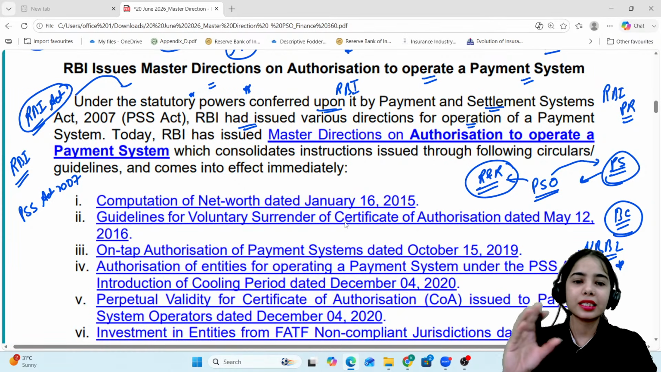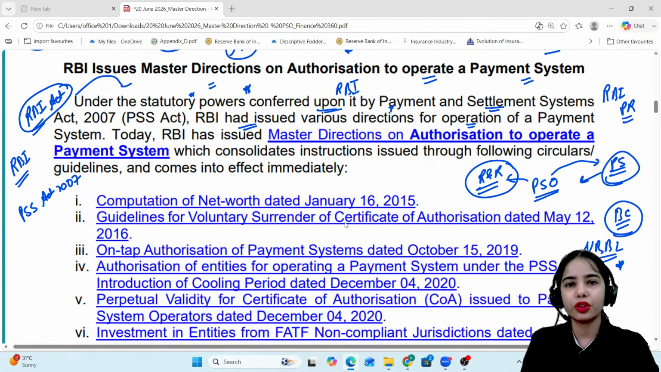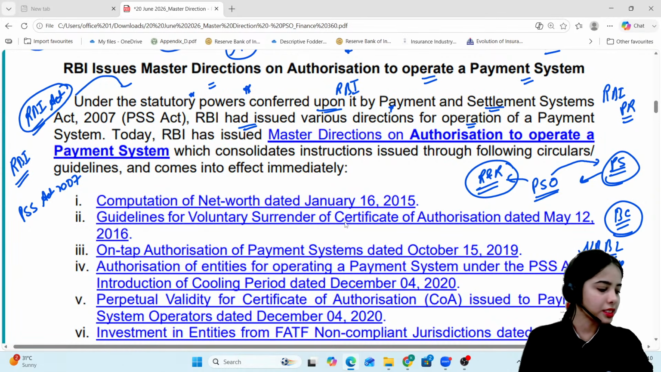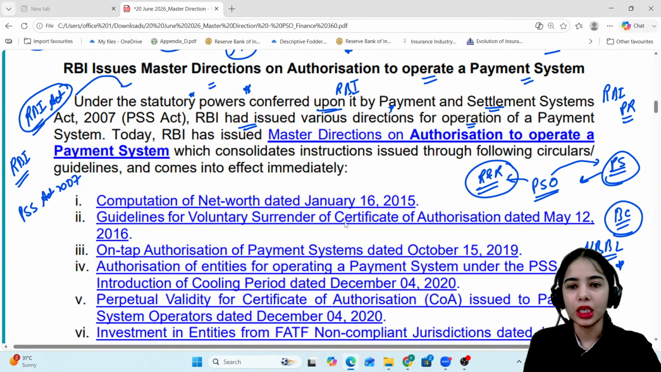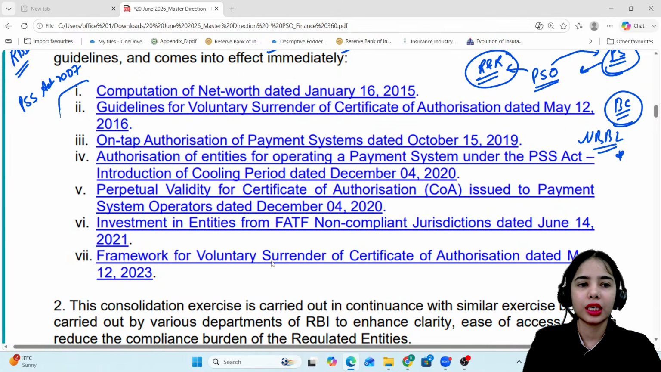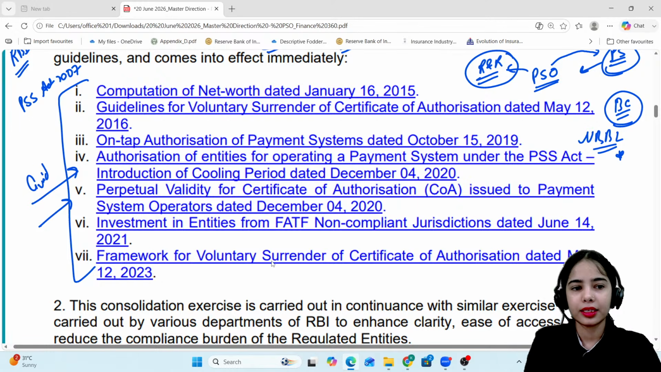Now the RBI had issued various directions for operation of a payment system. Today, that is on 15th of June, the RBI has issued the master direction on the authorization to operate a payment system. Okay, so RBI has issued the master direction on the authorization to operate a payment system, which consolidates instructions that were provided previously under different notifications, under the different guidelines.